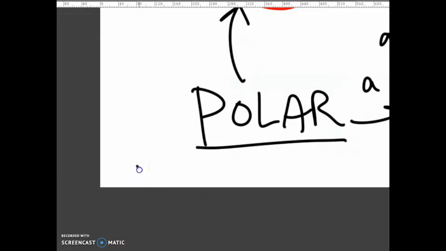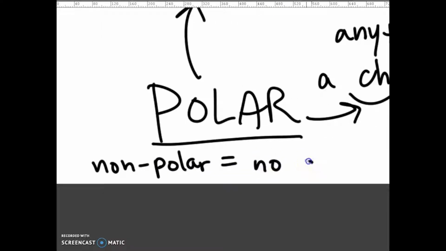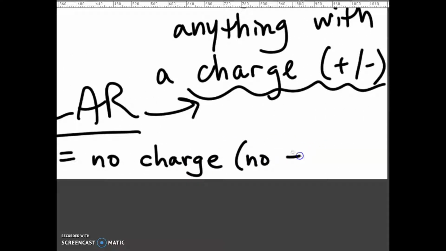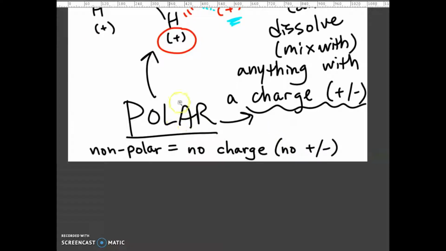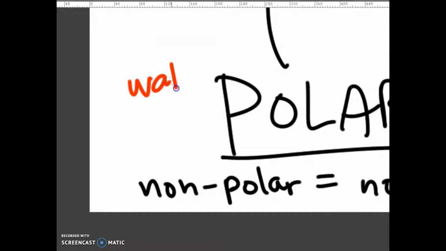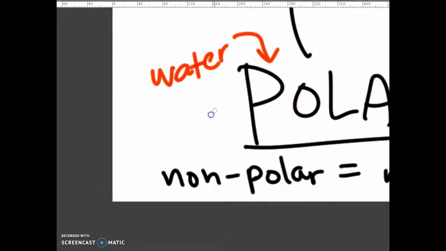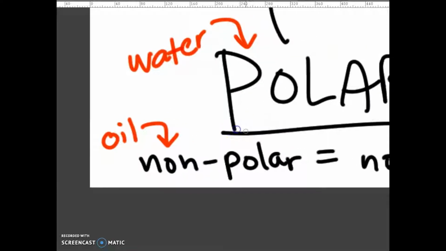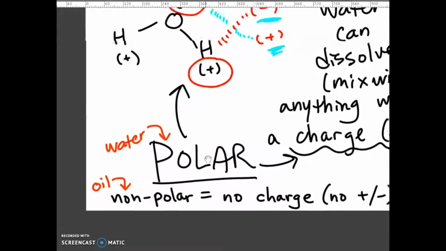Now, nonpolar, the opposite of polar, just means it has no charge. If it does not have a positive or negative, then your polar items won't be interested in these nonpolar things. So your polar do not like to interact with nonpolar. Now, if water is an example of a polar thing, what's something that doesn't mix well with water? Any kind of oil. So oils and fats and waxes, these are going to be non-polar substances.